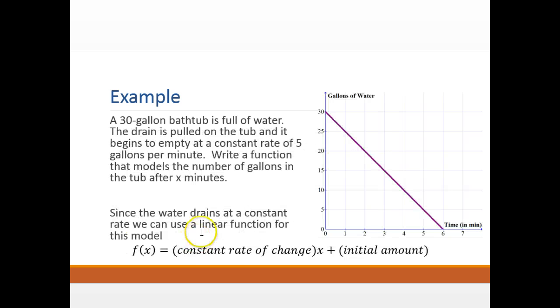However, we need to recognize also the domain of this model is limited. It only goes from 0 to 6 minutes because it doesn't make sense to continue to lose water out of an already empty bathtub. Nor does it make sense to go back in time beyond where the tub is full.